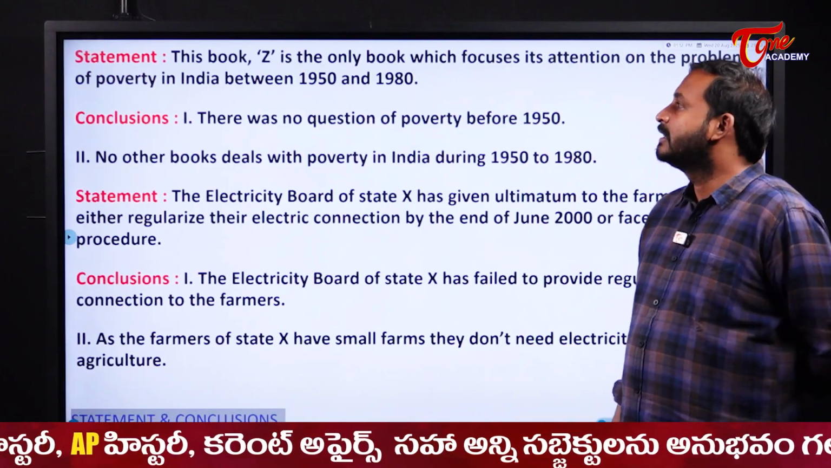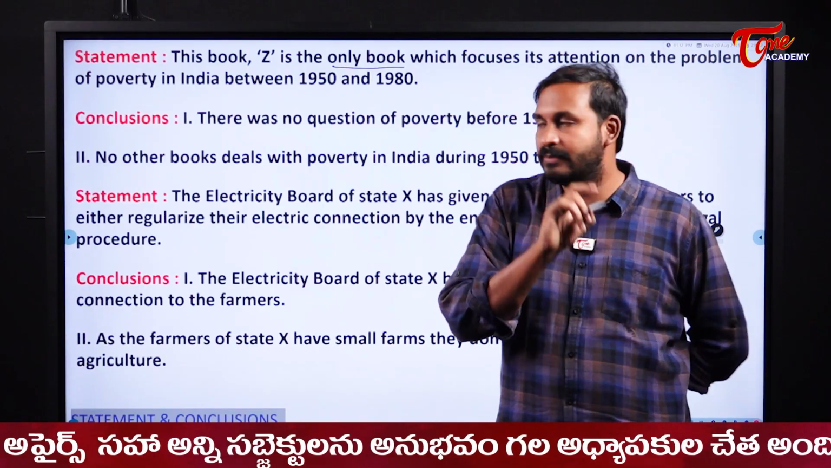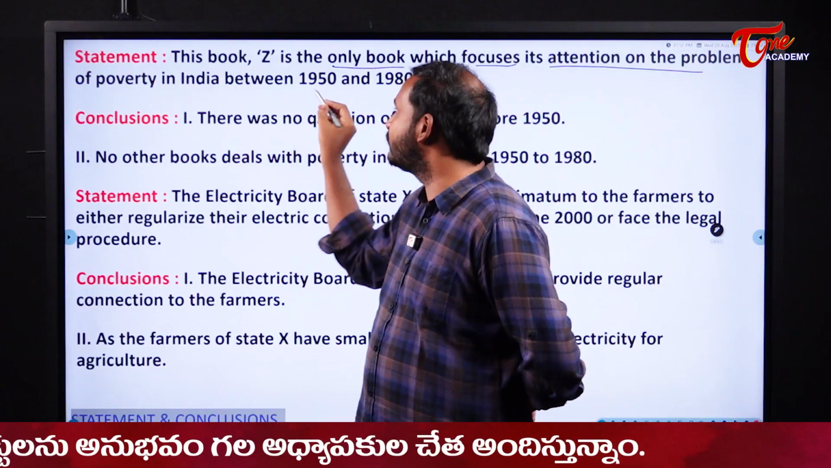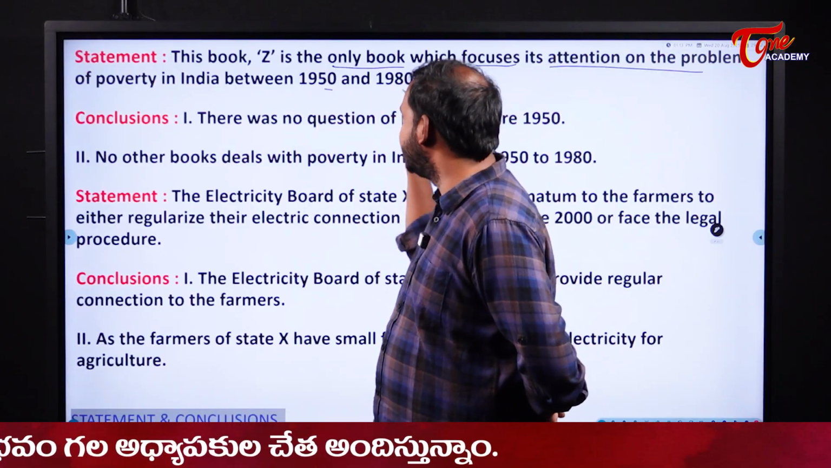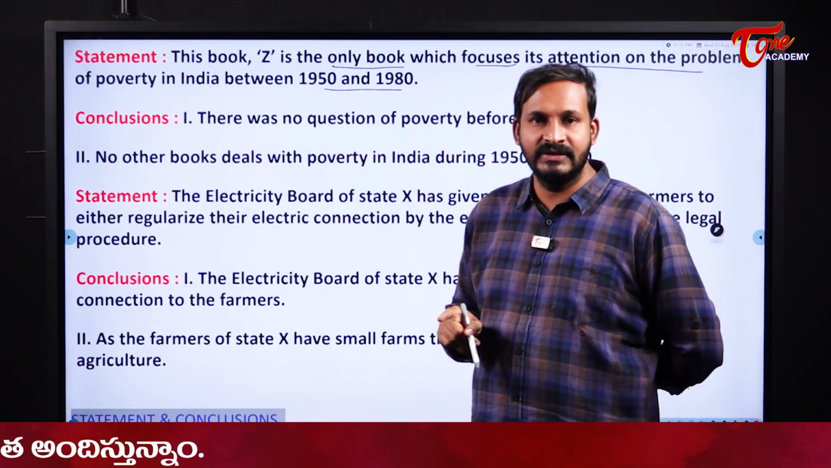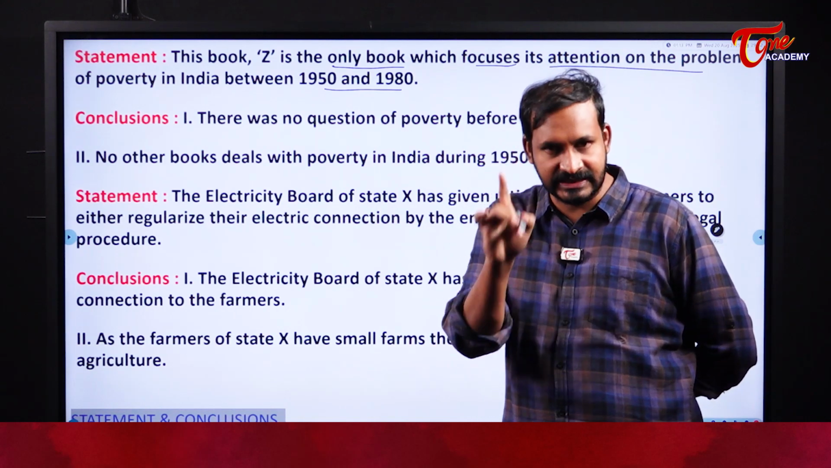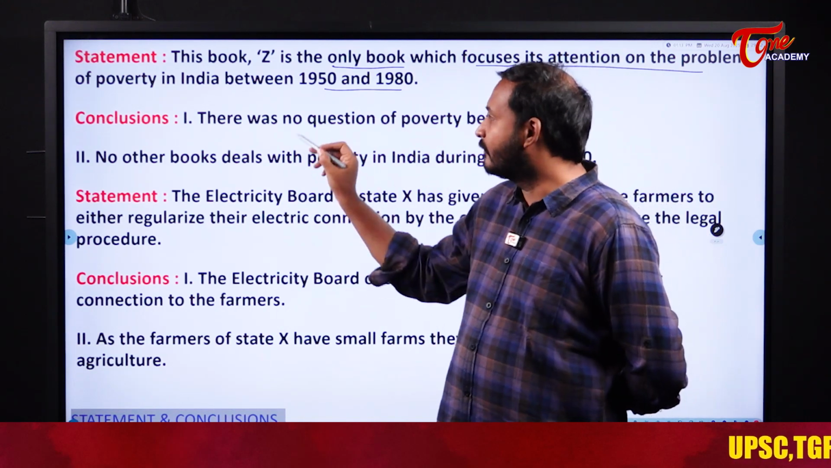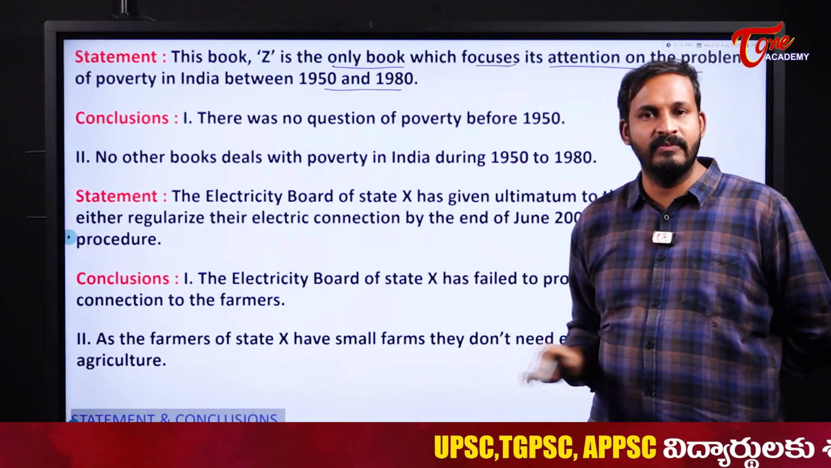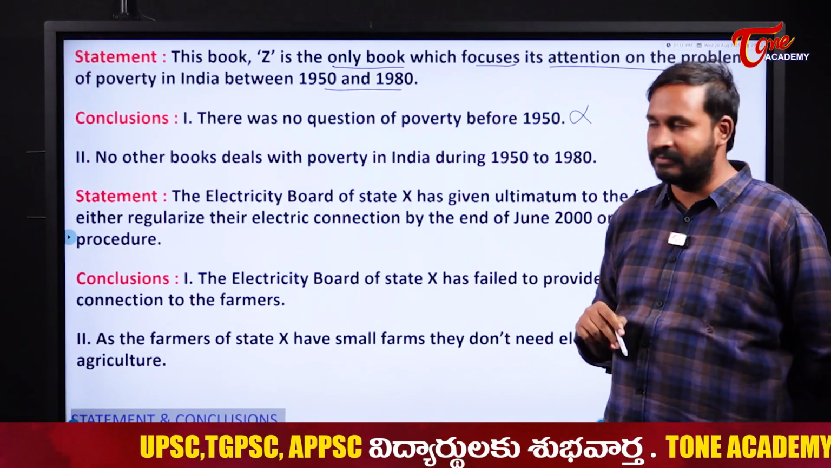Next one. Book Z is the only book. That means that is the only book which focuses its attention on the problem of poverty in India between 1950 and 1980. Yes, there is only one book, book Z, which focuses on poverty in India from 1950 to 1980. Yes, that is correct, that is the statement they made. Now, there was no question of poverty before 1950. Does they speak anything about before 1950 in the statement? No. So that is not implicit, or it is not following my given statement.